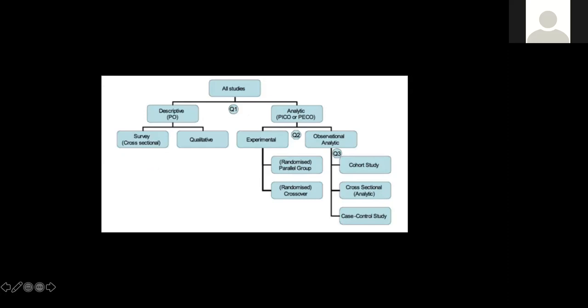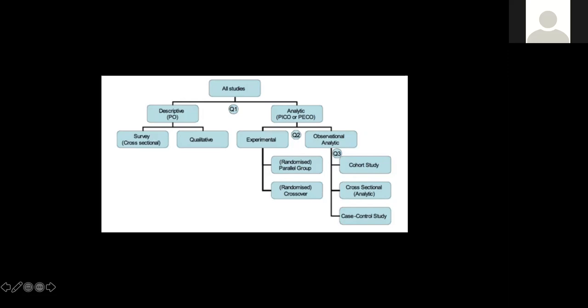An experimental study is a randomized trial or a randomized crossover trial. So that is how the experimental studies are being done. If it's an observational study with analysis, it can be a cohort study, it can be a cross-sectional study, it can be a case control study. So again, you have to match this with the levels of evidence that you have.